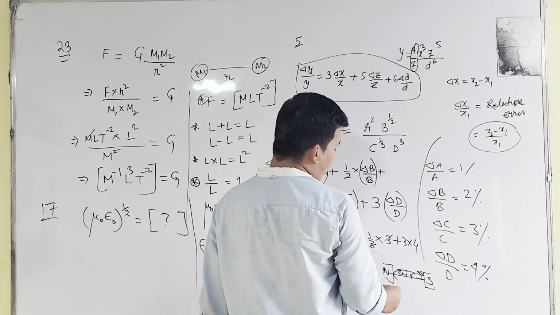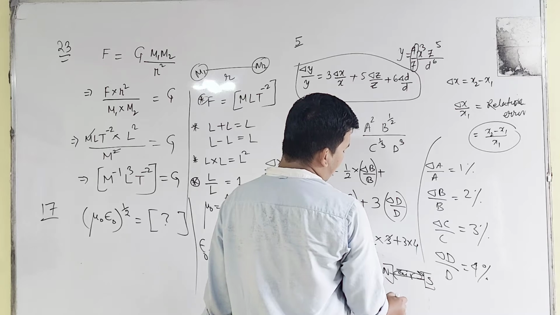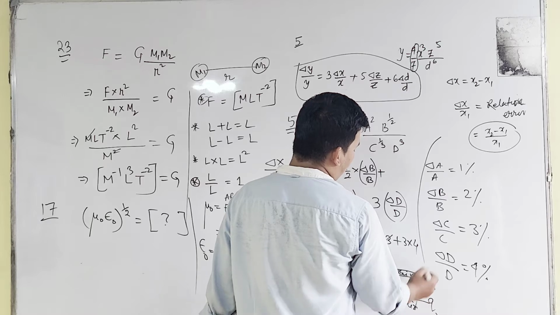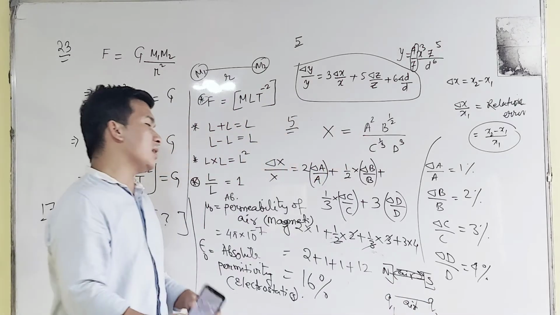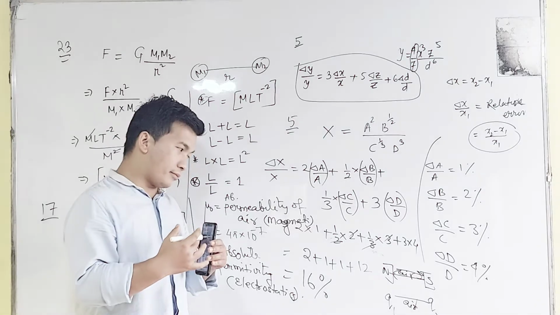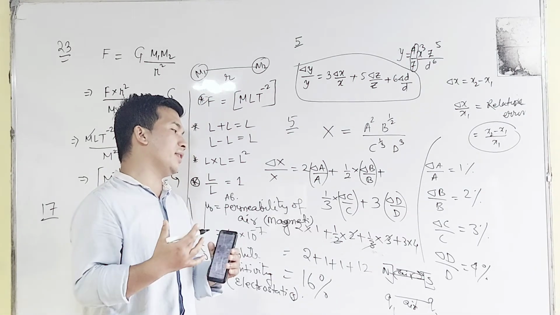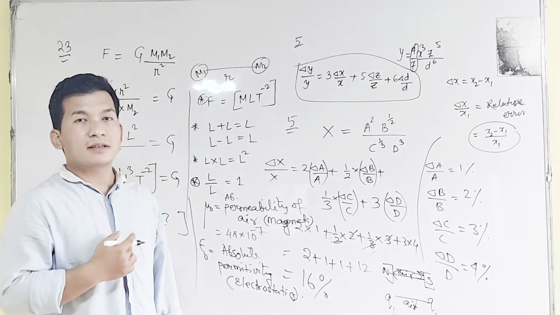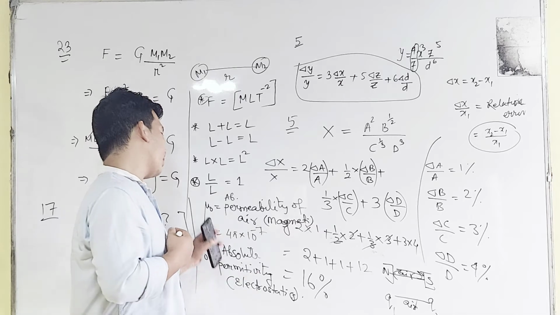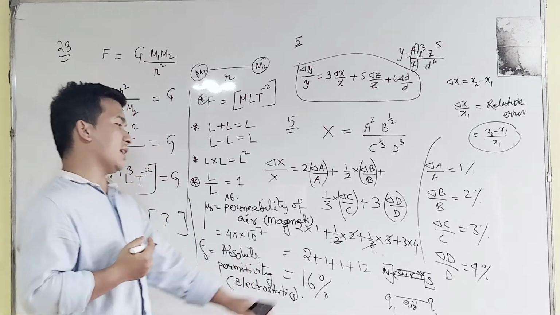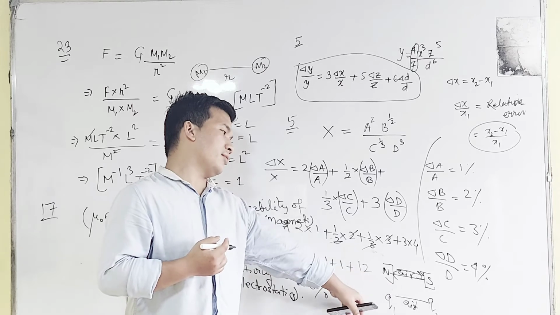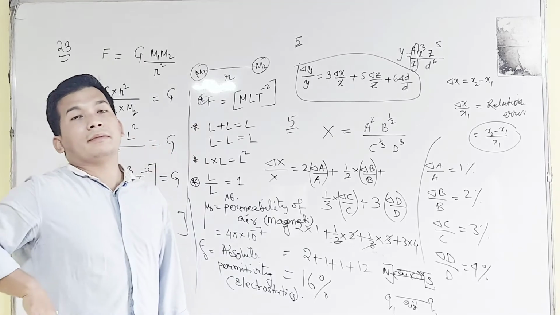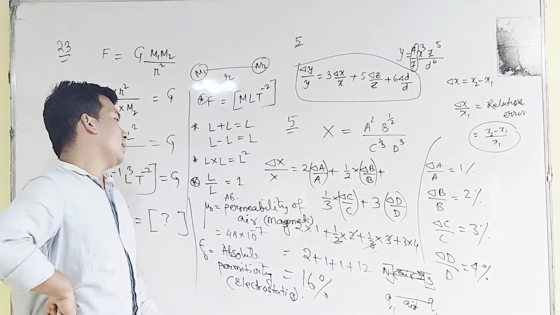Next, charges. Let us suppose this is Q1, this is Q2, and they are separated by air medium. How much is the influence of the air medium separating Q1 and Q2 upon their force of attraction or repulsion? Understood? Absolute permittivity. In the case of charges, it will be known as permittivity. In the case of a magnet, it is permeability.